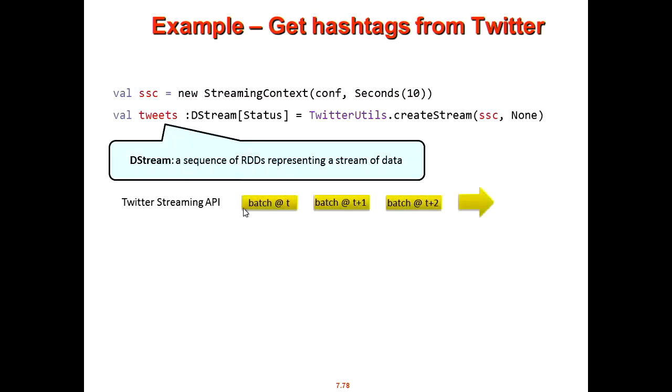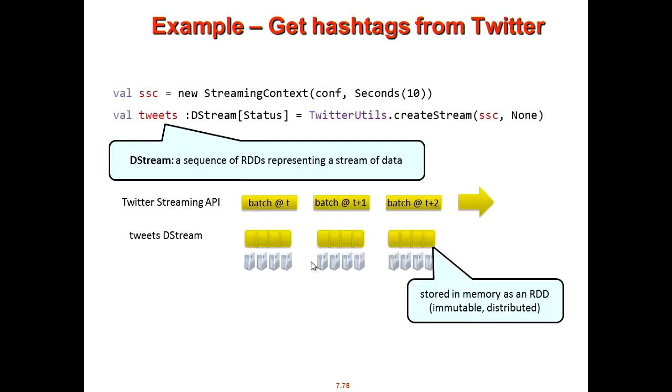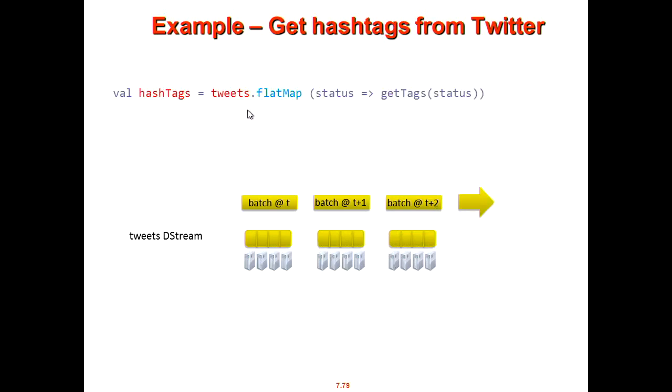The received Twitter data are chopped into batches: the batch at time t, time t plus 1, time t plus 2. Then they will be stored in memory as RDDs. For processing, for example, here we use a flatMap, where each status gets its text. Remember that this is not a real example. You cannot run this directly; you need to do some modification. These codes are just used to show the ideas, not a working example.